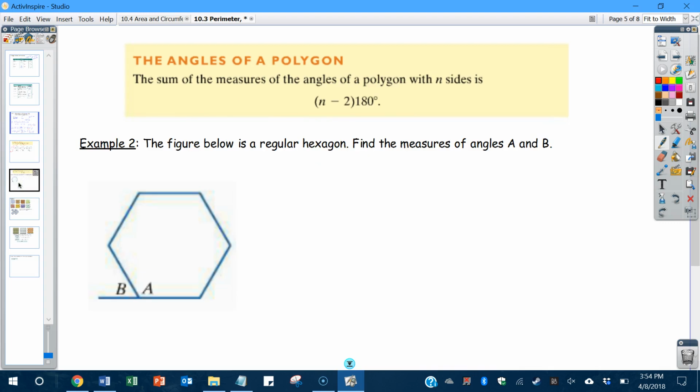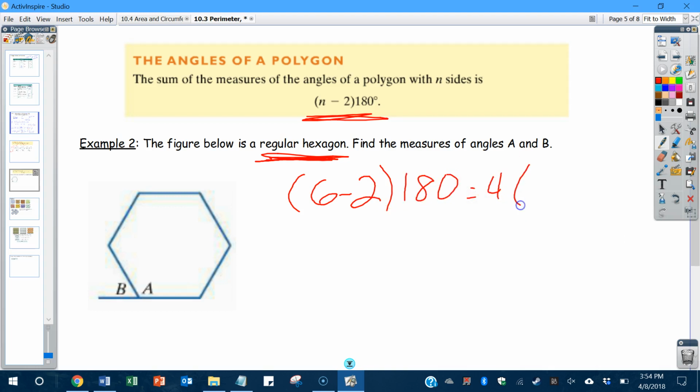And yeah, so here's a figure, and we're told it's a regular hexagon, which means that all the sides are the same length and all the angles have the same measure. And it says, find the measure of angles A and B. So I want to find the angle measures of a regular hexagon, and let me start by finding the sum of the angle measures, just to use this formula. So the formula is up here. Hexagon has 6 sides, so n is going to be 6. Plugging 6 into my formula, I get 4 times 180.